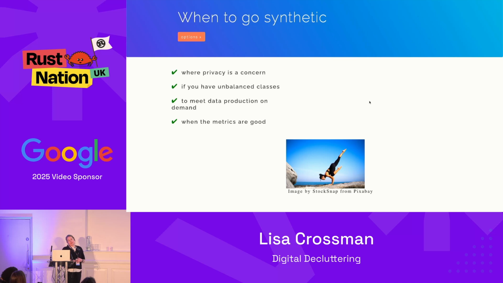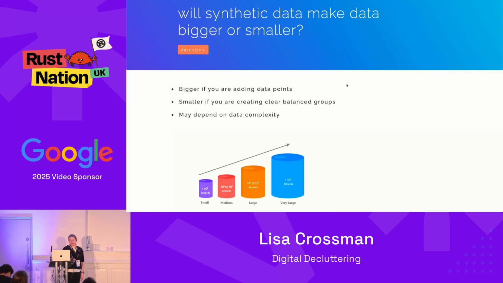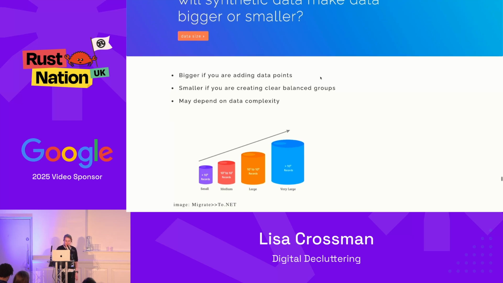So when would we want to go synthetic then? Where privacy is a concern, if you have unbalanced classes, if you want data production on demand, and when your metrics are good. So will synthetic data make data bigger or smaller? Well, it depends. It's going to be bigger if you're adding data points, but more probably smaller if you're creating clear balanced groups, because you're not going to have loads of one type, but it might depend on the data complexity.